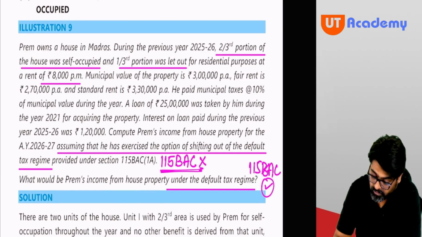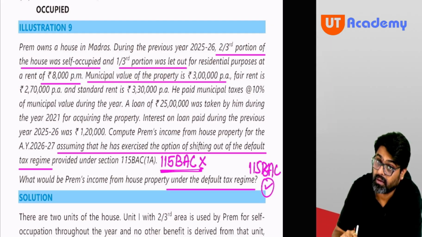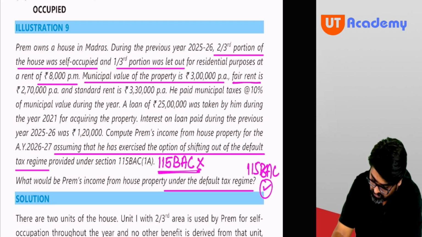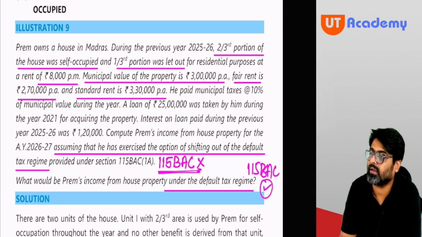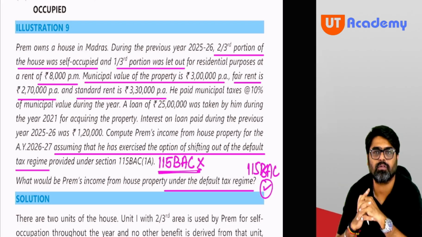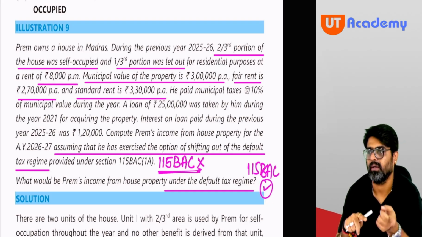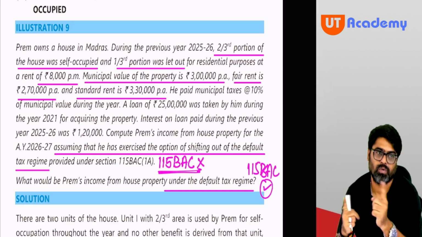Now please pay attention. Municipal value of the property: is it the municipal value of the one-third portion, the two-third portion, or the property? Meaning for the entire property, municipal value is given. Fair rent is 2,70,000 per annum, and standard rent is 3,30,000. All these figures are given for the entire property. Will you divide these figures? Yes, because the property is divided into one-third and two-third. So these figures will also be divided into one-third and two-third.